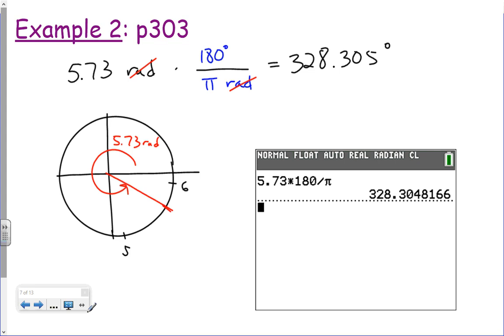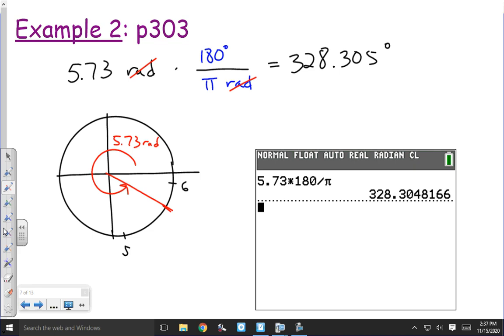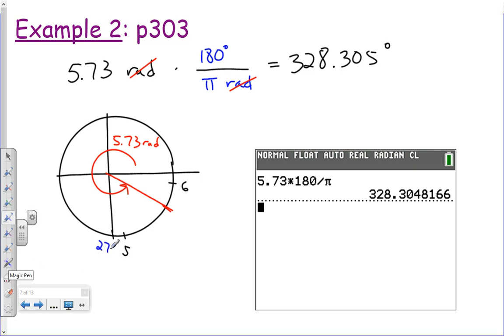If I'm converting this to degrees, this is 270 down here and this is 360 right here. So I better be getting an answer between 270 and 360. Somewhere in quadrant 4, my answer better show up. And that's what we found, 328. That's where we ended up.